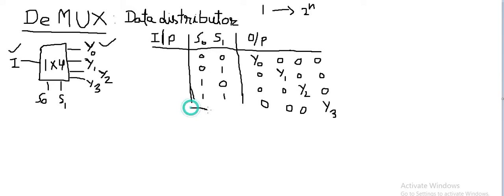This is your truth table for this 1 cross 4 demultiplexer. Now we talk about the input. So what will be the input? In all the cases the input will be I. Input will be I.